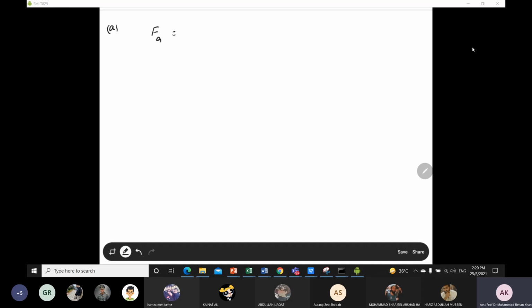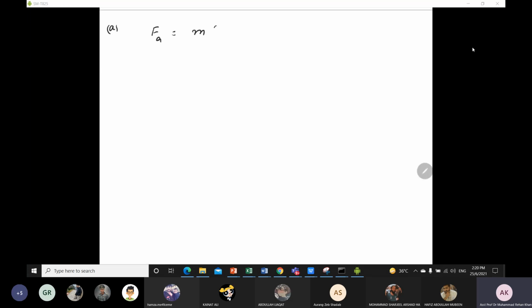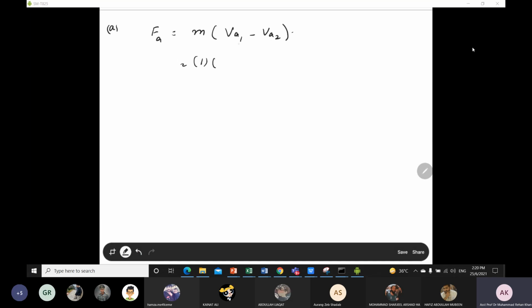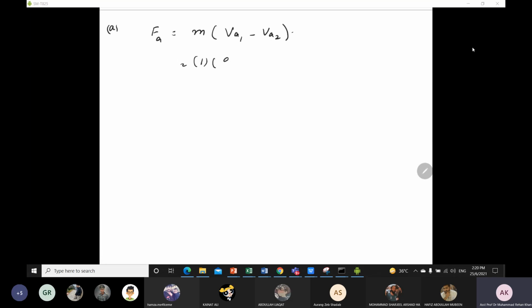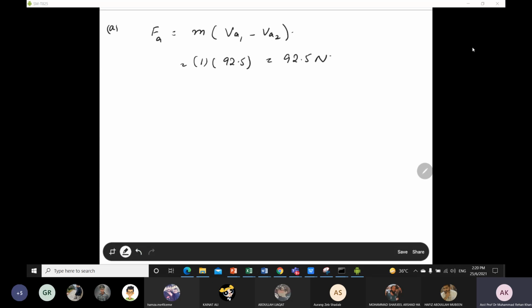Okay, so in part A, we have to find the axial thrust. I already told you whenever we have to find axial thrust or axial force, you have to consider the velocity components that are axial. If we want to find the tangential force, we have to consider the tangential components, that is VW1 and VW2. So here the formula is M times VA1 minus VA2, and the value of VA1 minus VA2 is mentioned in the question, which is 92.5. By using this relation, you can easily find that this is 92.5 Newton. So this is the answer for part A.